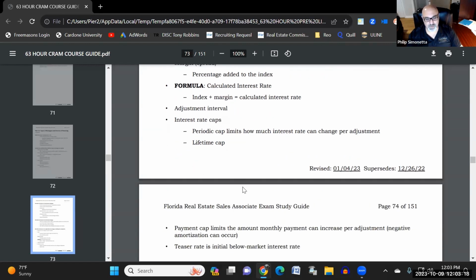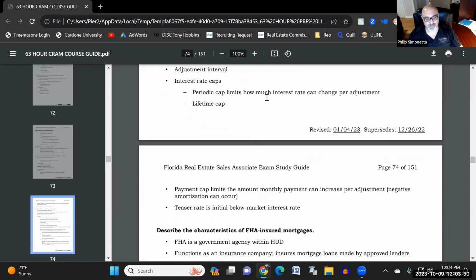Okay. The adjustment interval is determined in the contract. Interest rate caps. There's a periodic cap limit on how much the interest rate can change per adjustment, and there's a lifetime cap. However, that cap limit doesn't mean there's not going to be negative amortization, right? So if your cap limit is 2% and the rate goes up 3% and you don't pay the extra money, you're going to have negative amortization every month when you make your payment, because that interest is still going to accrue. It's just that there's a limit to what you pay.